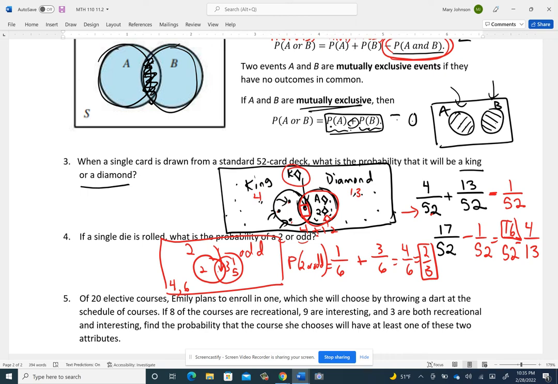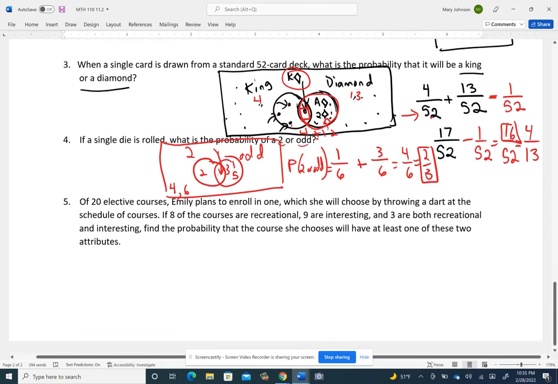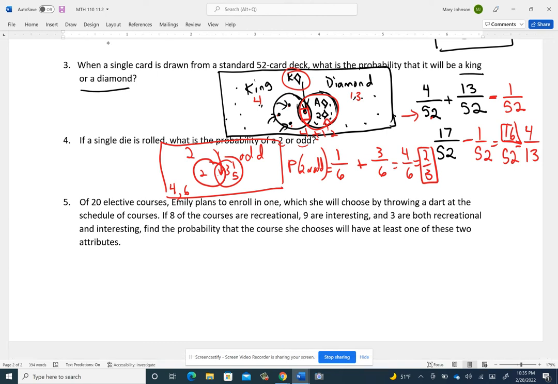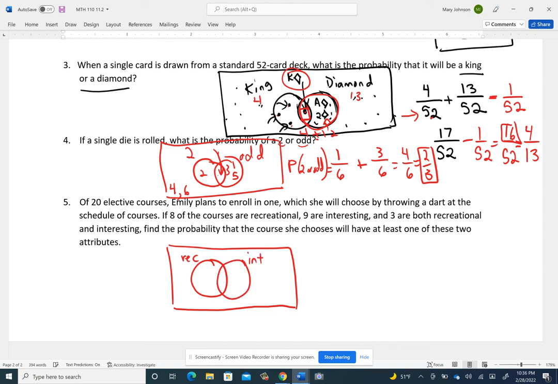All right, and then one last one. I think this section is pretty intuitive if the sets unit we did makes sense. All right, so let's think about this. We have 20 elective courses all total. That's our sample space. Okay, so she's got 8 courses that are recreational, and then she's got, I'm going to just use REC. Then there's 9 courses that are interesting, the interesting ones, and 3 that are both.